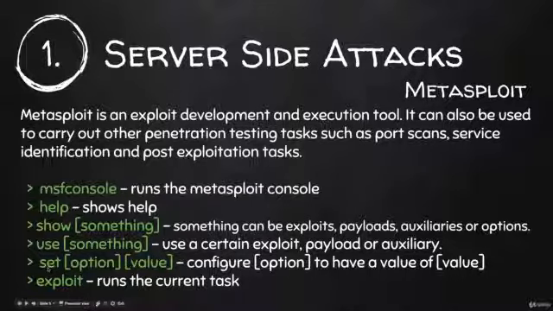Then you can use the set command to set specific options for the exploit. For example, if you wanted to set the IP address of your target, you set the IP and then you put the value of the IP that you want to set it to. And then at the end, once you finish configuring your exploit, you can type in exploit to execute that exploit.